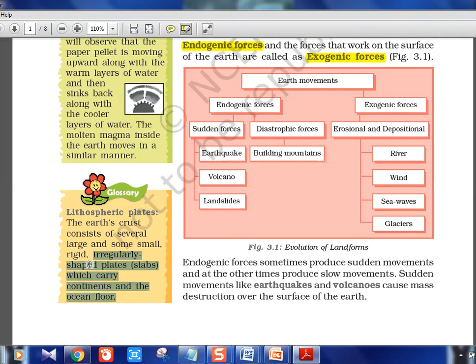So plates are nothing but the surface which holds the land and the ocean bodies. The endogenic forces sometimes produce sudden movements and at other times produce slow movements. Sudden movements are like earthquakes and volcanoes, which cause mass destruction over the surface of the earth.